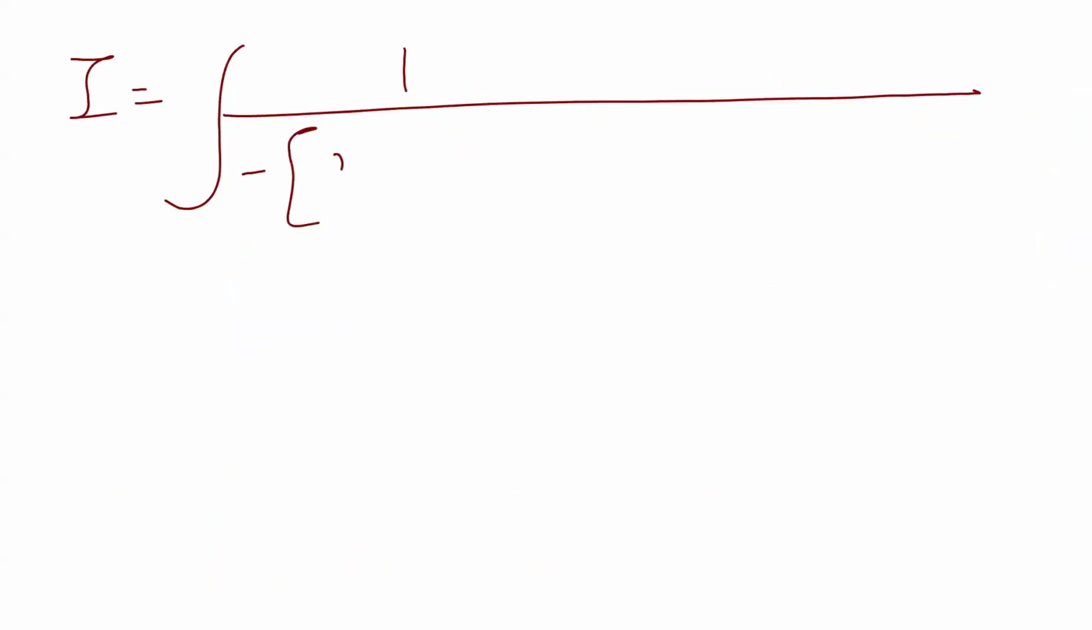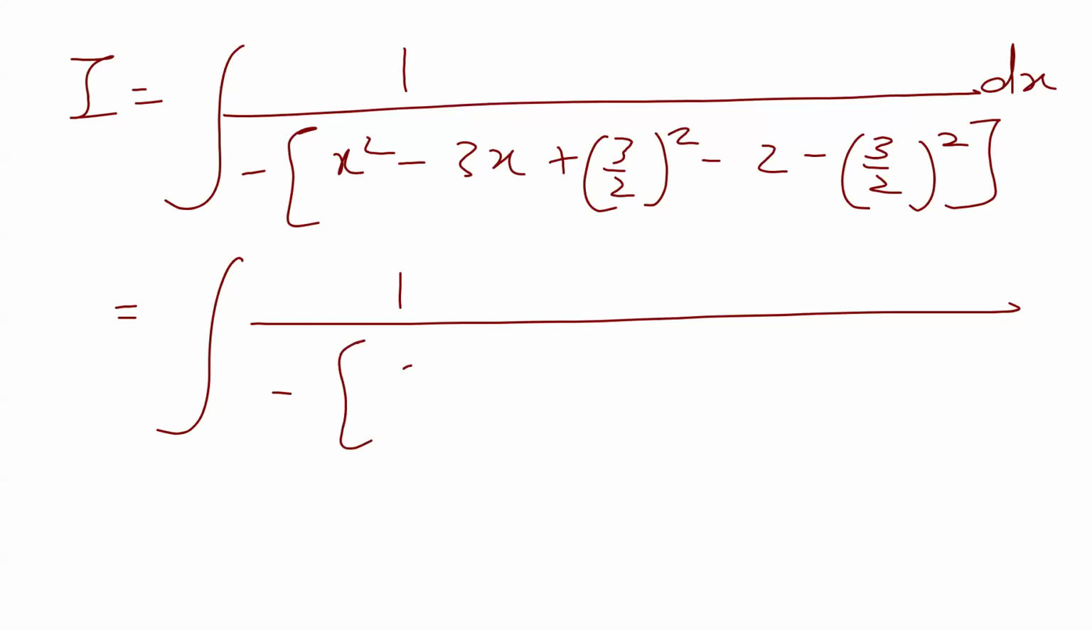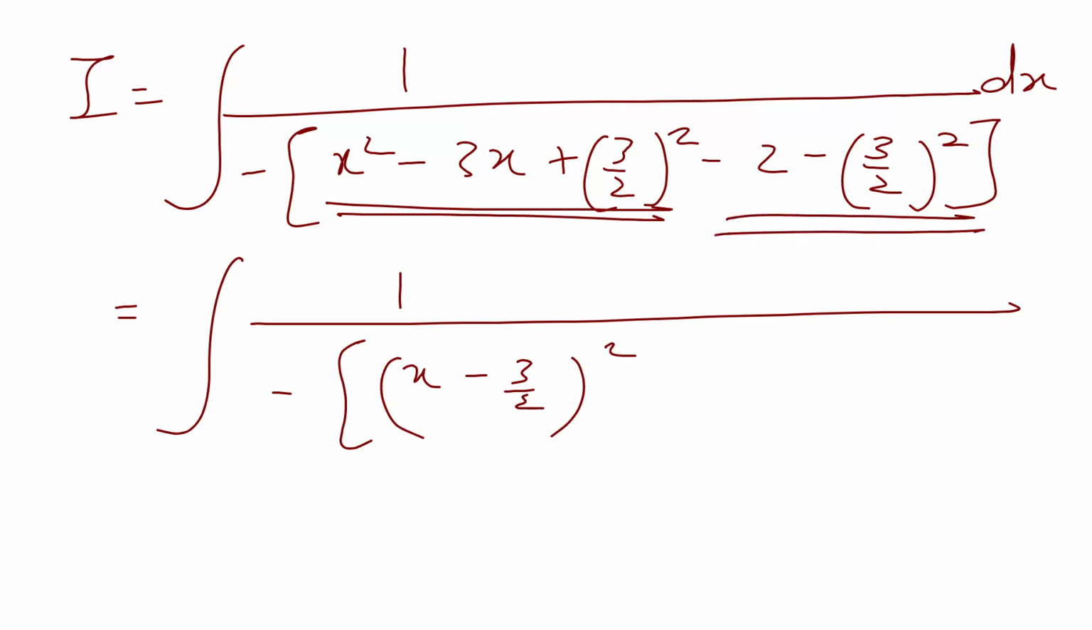So this will be I is equal to integration. Don't forget the minus sign which is outside. X square minus 3x plus 3 by 2 the whole square minus 2 minus 3 by 2 the whole square. Okay. Dx. Integration minus of x minus 3 by 2 the whole square, first three terms and the last two terms. Now minus 2 minus 9 by 4. So minus 8 minus 9 by 4, that is minus 17 by 4. Okay, dx.